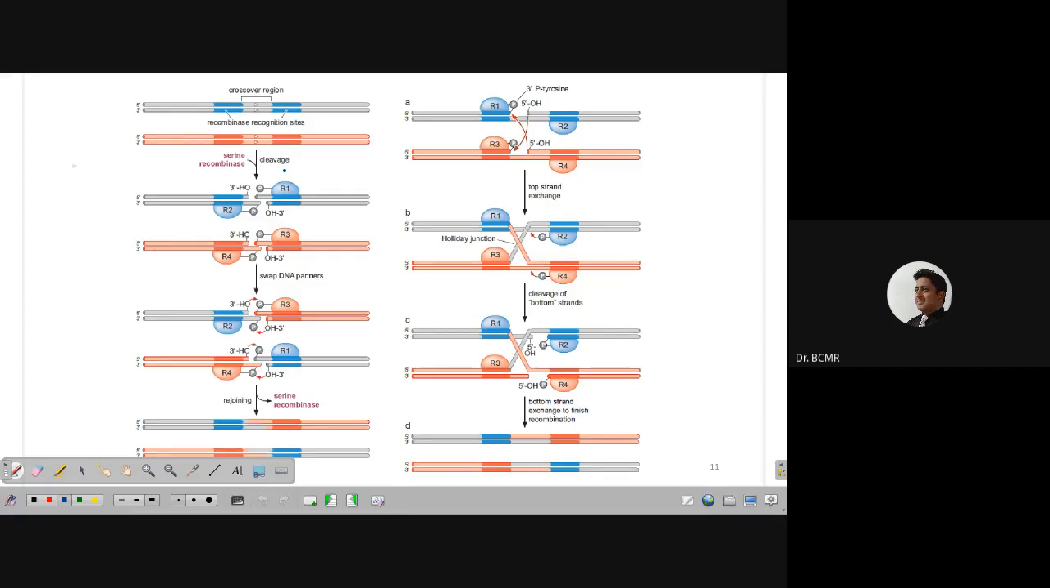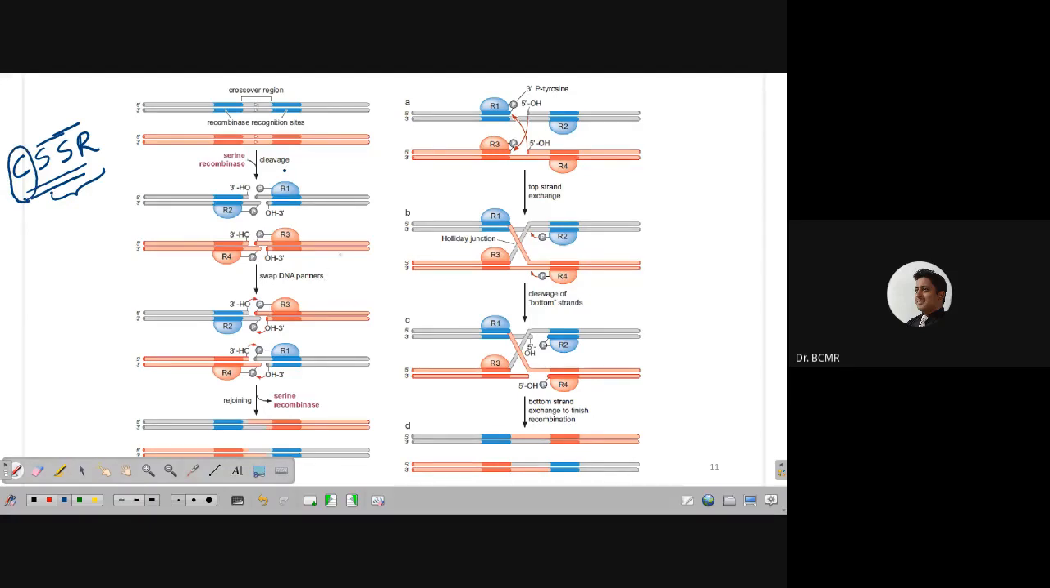So what I want you to also remember is that it is called conservative site-specific recombination, right? Site-specific recombination is fine. We understand that. That means it happens between specific sites. But there is something about conservative. Why is it called conservative site-specific recombination?